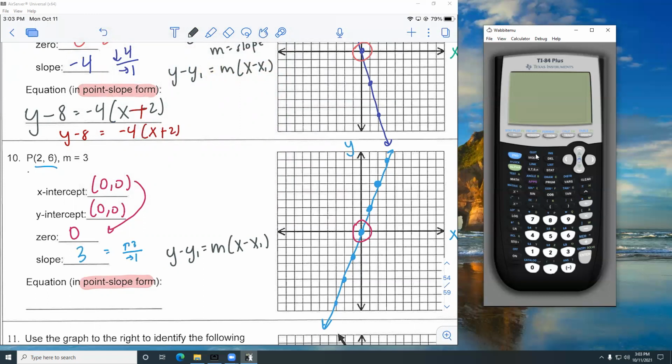Okay, in this case, (2, 6) is my (x1, y1), and m is 3. They already tell me that. So, just plugging in 2 and plugging in 6, this is what I get. y minus y1 is 6, so y minus 6 equals m, my slope, which is 3, times x minus 2. And there's my equation.